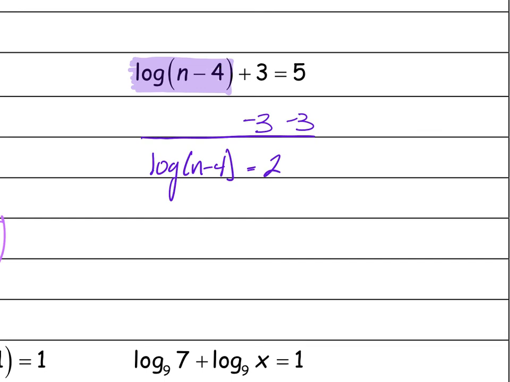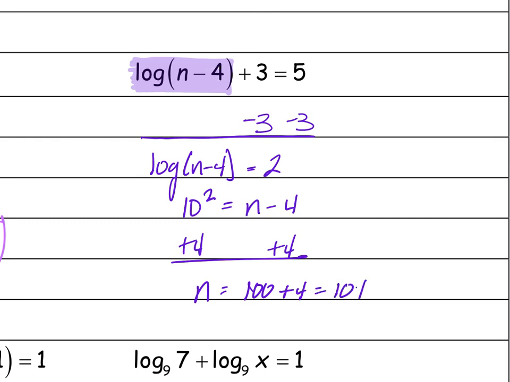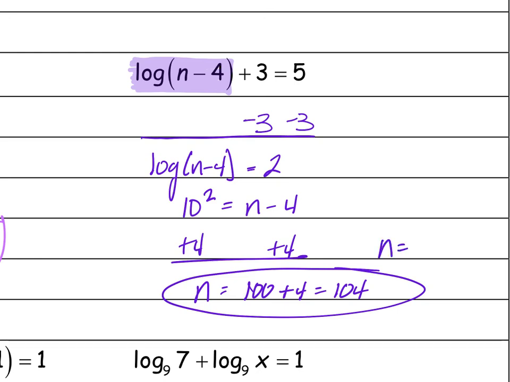So if I can't solve it as a logarithm, I switch it to an exponential. So that will be 10 squared equals n minus 4. And then I'm going to add 4 to both sides, right? So n is going to equal, well, what's 10 squared? That's 100. So that's 100 plus 4, which equals 104. So there's your answer. You could just also write n equals 104.